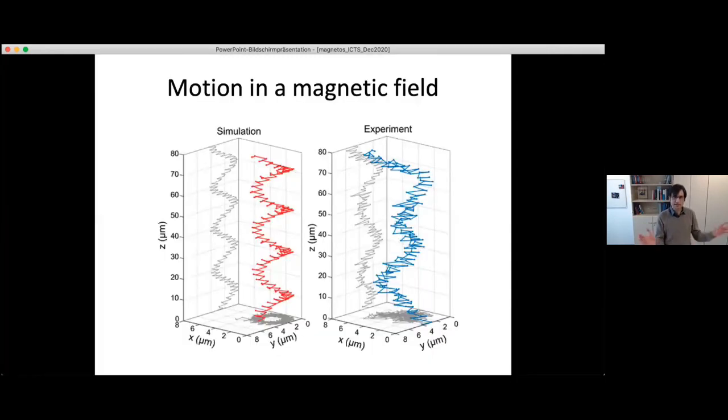Okay, so everything I've shown you so far was without a magnetic field. If we now add the magnetic field to this motion, then what happens is what we would expect, namely that this helical motion that we had so far now gets superimposed on an even larger helix that comes from the precession of the magnetic moment in the magnetic field. So now we have basically 3 helices, a smaller helix on a larger helix on an even larger helix. Okay, and we see this both in simulation and in the experiment.